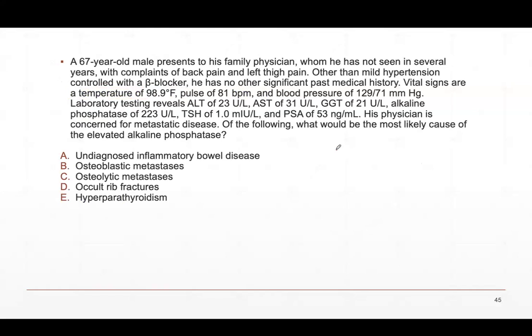A 67-year-old male presents to his family physician, whom he has not seen in several years, with complaints of back pain and left thigh pain. Other than mild hypertension controlled with a beta blocker, he has no other significant past medical history, and his vital signs are a temperature of 98.9 degrees Fahrenheit, pulse of 81 beats per minute, and blood pressure of 127/71 millimeters mercury. This is all not really important. ALT, AST normal, GGT normal. Alkaline phosphatase is 223, and TSH is 1. Okay, PSA is 53. Okay, what do you think this patient has?